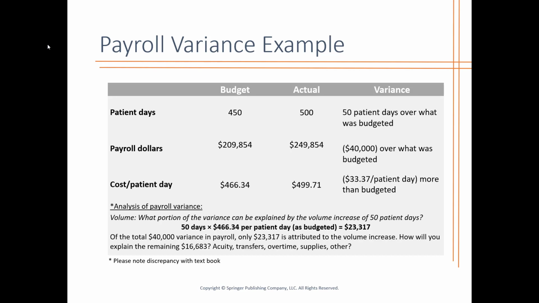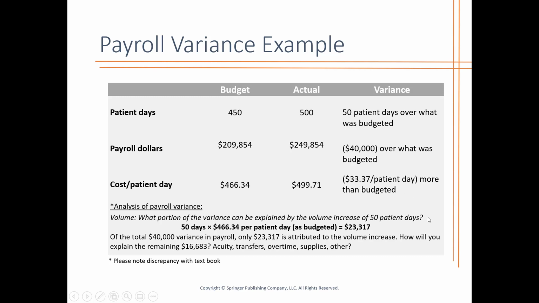The cost divided by the patient day. On the budget, we would anticipate that payroll would be more because there were more patient days, but it doesn't necessarily mean that the more payroll is justified. So we originally budgeted $466.34 per patient day, but we actually spent $499.71. That's $33.37 per patient day more than budgeted.